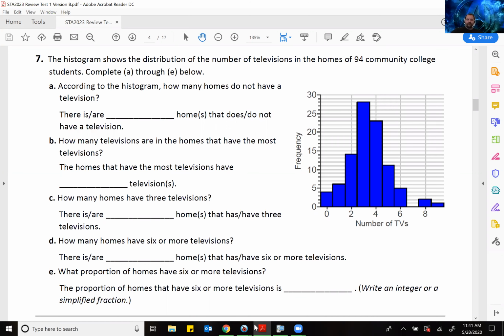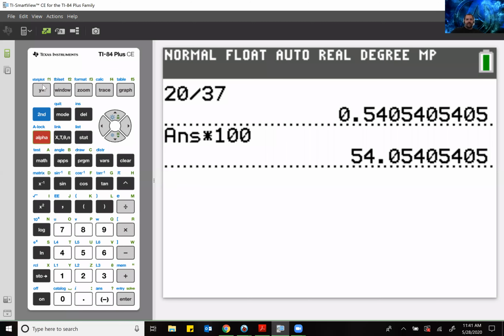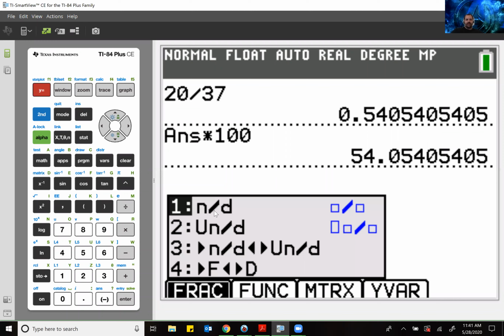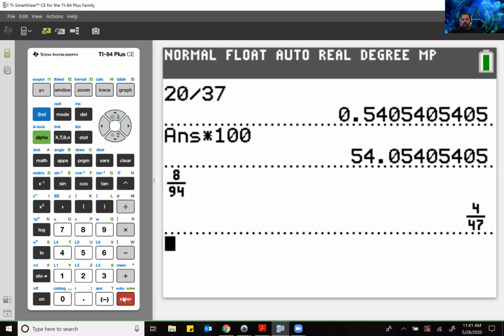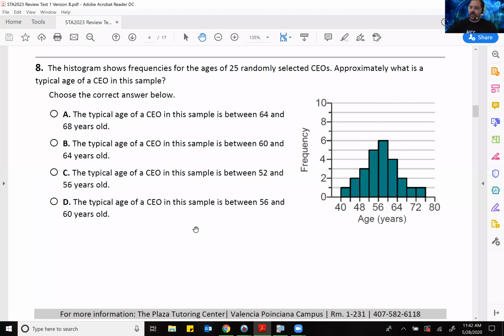So this is our fraction right here, 8 over 94, but you've got to reduce that. We just let our calculator do it. Your best friend: alpha, y equals, there's your fraction key. Right there, number 1. Select it, put 8, scroll down to the bottom, 94. Enter. And there's the answer. Cool beans? Yes. All right, going back. So there's number 7. All right, number 8.